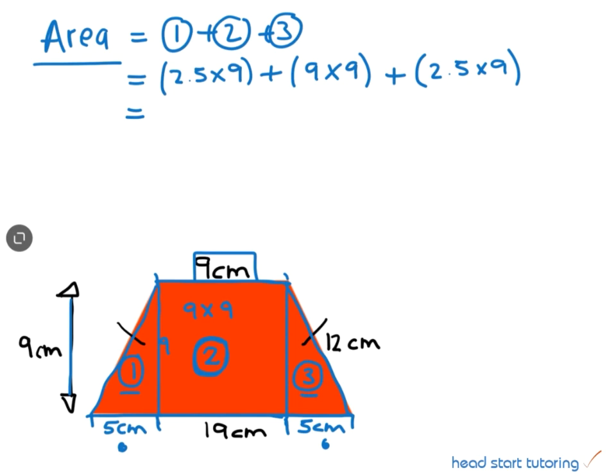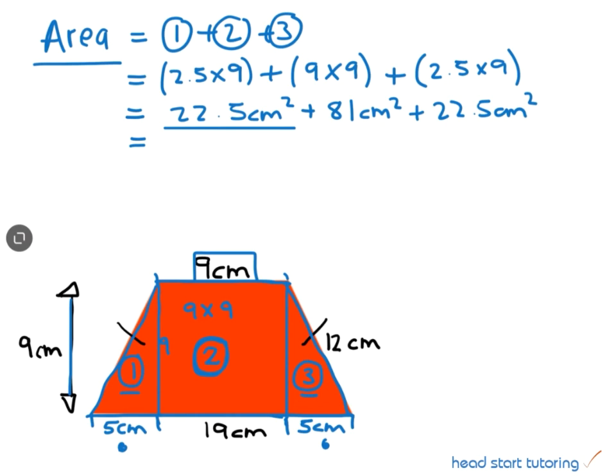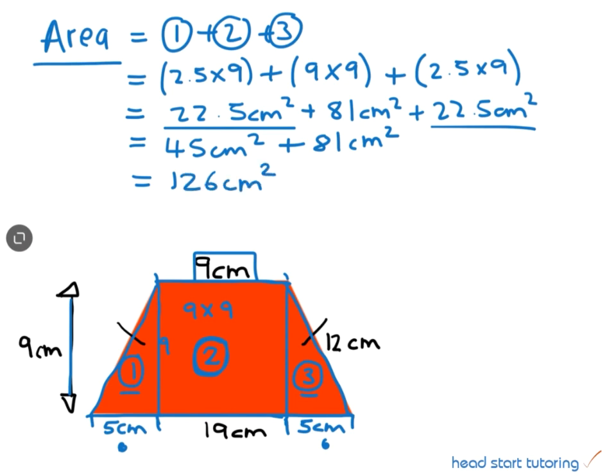So what we end up with is 22.5 centimeters squared plus 81 centimeters squared plus 22.5 centimeters squared. And if we were to add 22.5 and 22.5, we end up with 45 centimeters squared plus our 81 centimeters squared will give us an answer of 126 centimeters squared.